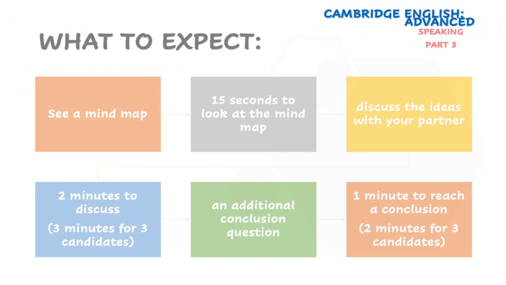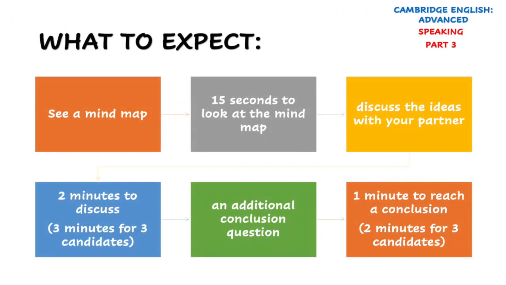Here we go. In part 3, you see a mind map or a spidergram, if you want to call it that way, and you have 15 seconds to look at it. Then you'll have to discuss the ideas in the spidergram with your partner. So this is an interactive part. You have 2 minutes for that, or 3 minutes if you're in a group of 3. The standard is two candidates, but sometimes Cambridge needs to group 3 candidates together. Don't worry, just be prepared for that as well.